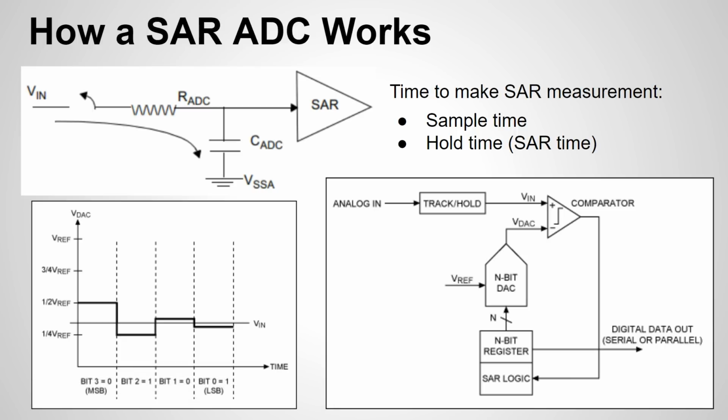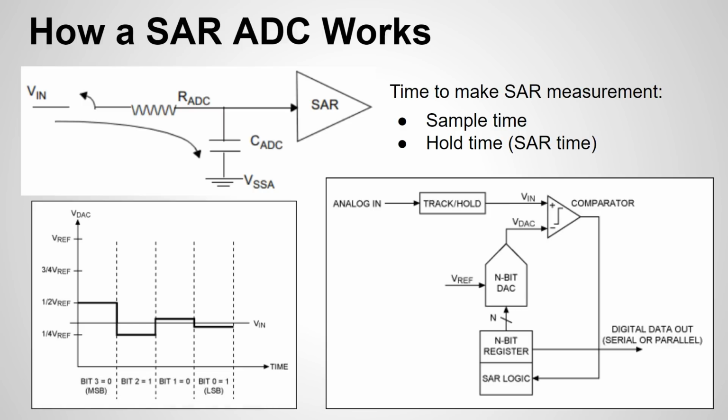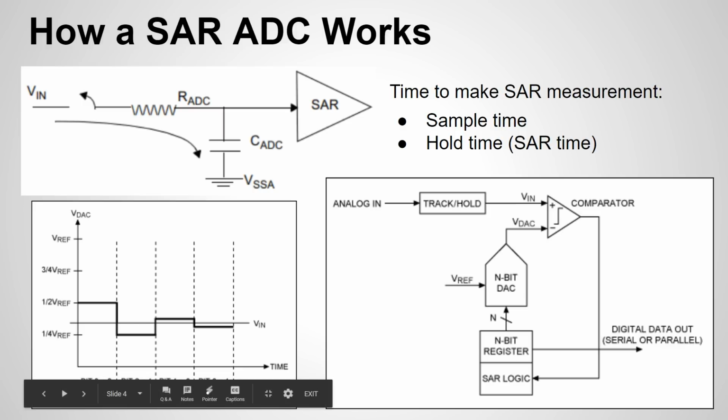So for our next one, it's going to be a 0 because Vin is less than VDAC. And then, of course, for our least significant bit, it's going to be a 1. And you can see we don't ever get to the exact value of it. We're just closing in on it. Now, if we had 12 bits, we would be very close to it.